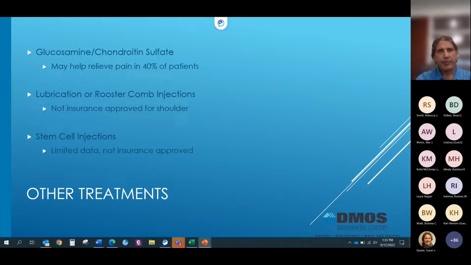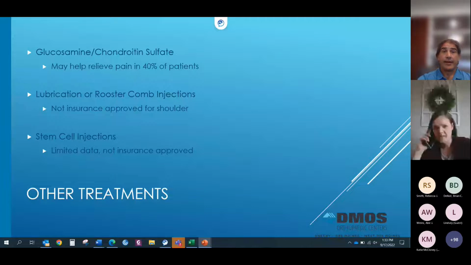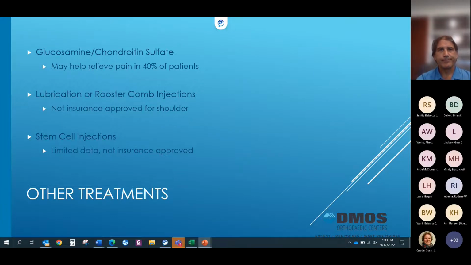And then we have a stem cell program at our place, but I don't think that it's indicated for arthritis of the shoulder. For tendonitis, if somebody's got some disposable income that they want to use on stem cells, I think it's reasonable to try that for a partial thickness rotator cuff tear, but it hasn't been shown to reverse arthritis or help enough to warrant the expense for that.